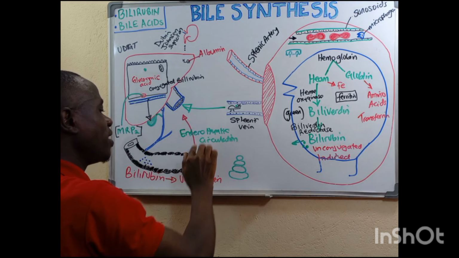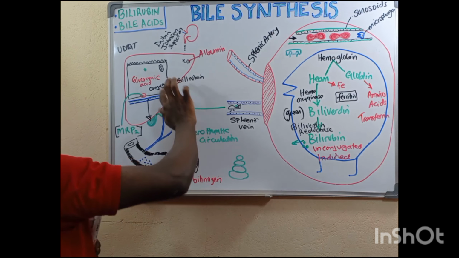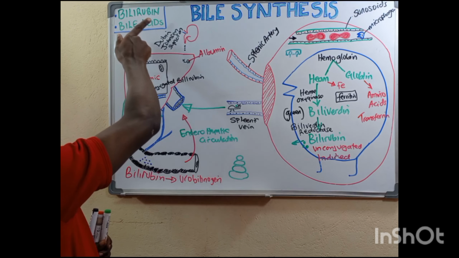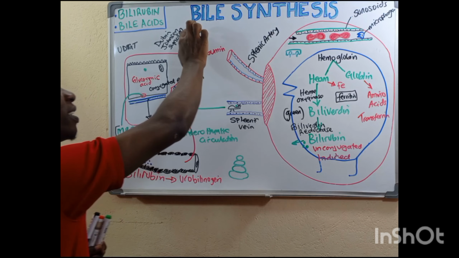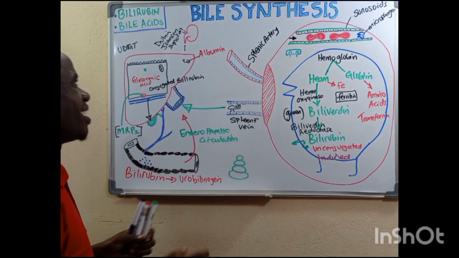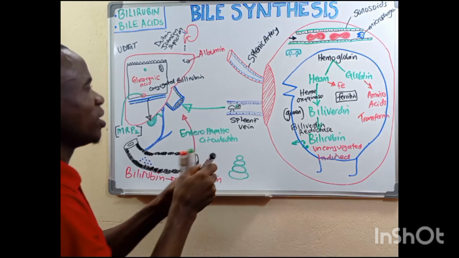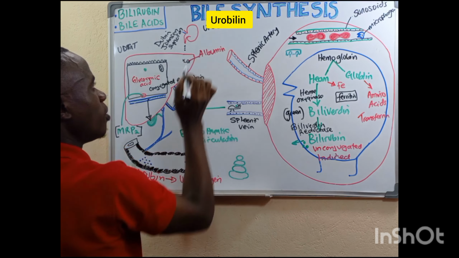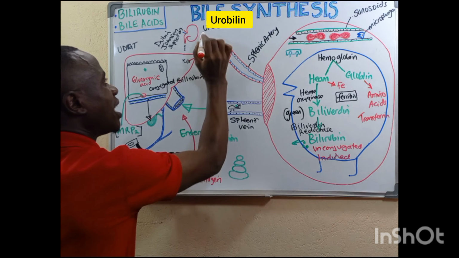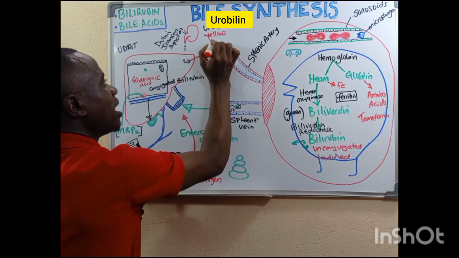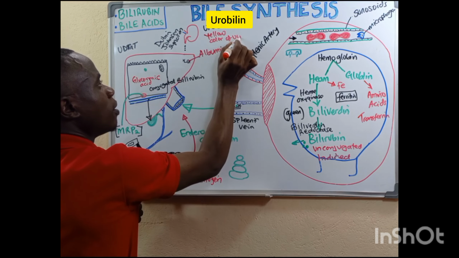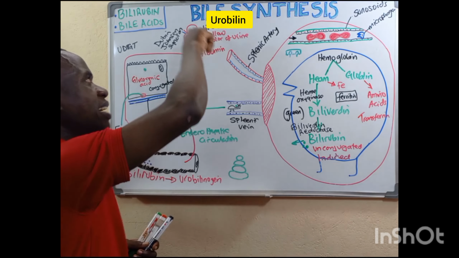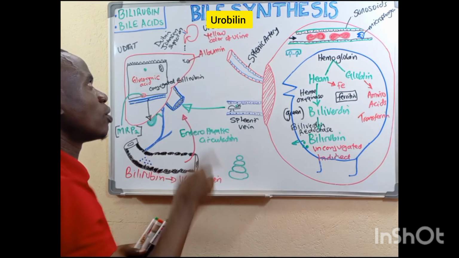Now the urobilinogen that enters the liver will eventually leave through the hepatic vein into the general circulation, circulate through the heart, and finally find itself in the kidneys. In the kidneys, it is broken down into a molecule we call urobilin, and this urobilin gives the yellow color of urine. So the yellow color of urine is a result of the breakdown of urobilinogen into urobilin.